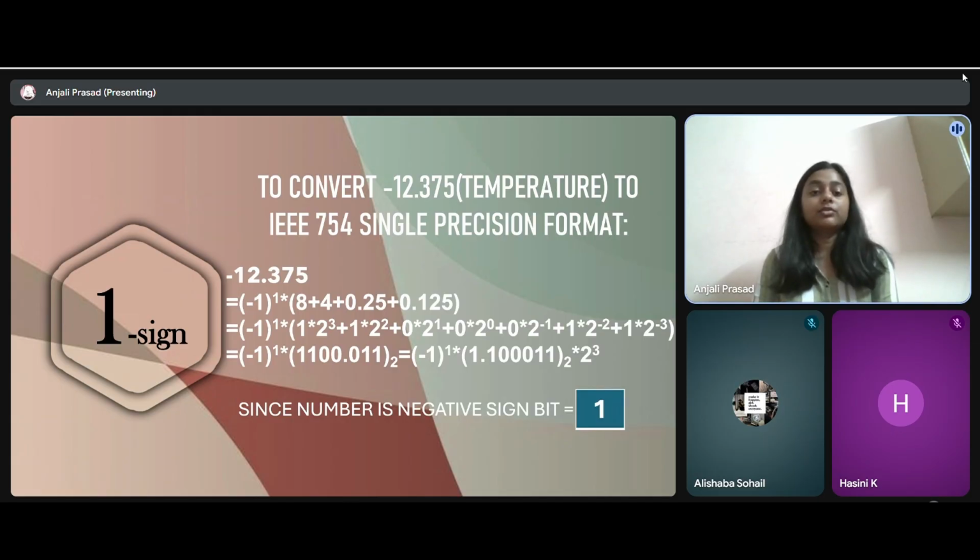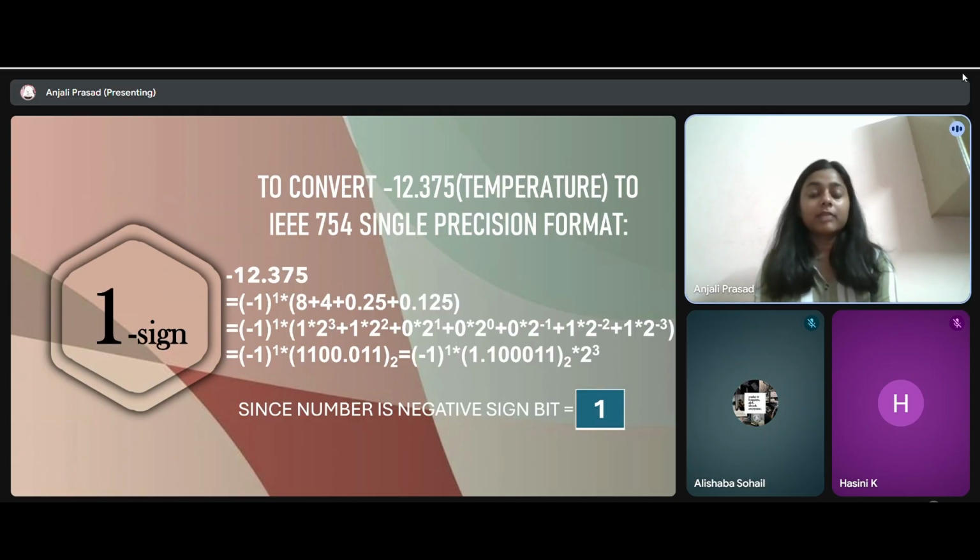So I'll write -12.375 as -1 raised to the power 1 times the closest power of 2, which is less than 12, that's 8. So after 8, we are left with 4. So 12 can be written as 8 plus 4, because since we need to represent it in binary, we need to write it in integral powers of 2. Then we need to represent 0.375 as integral powers of 2, where the powers will be negative.